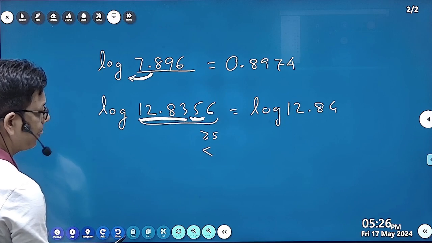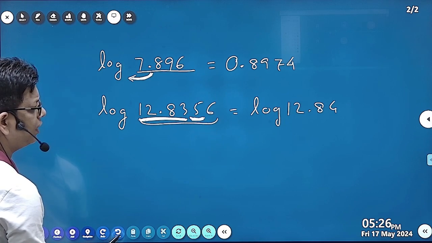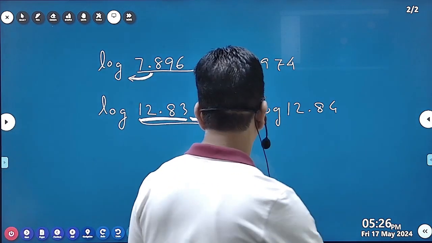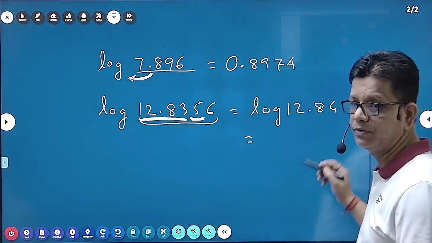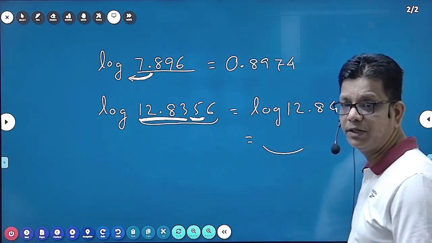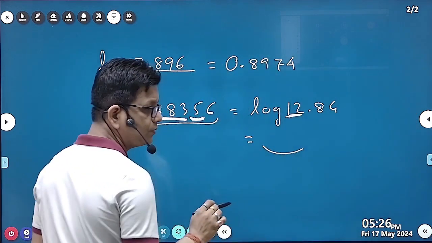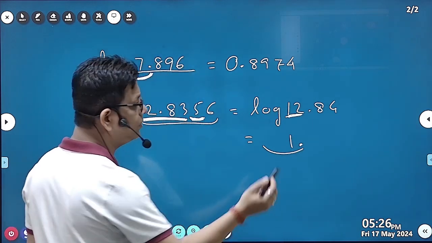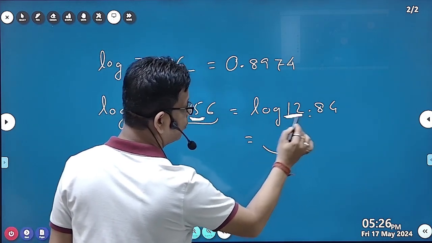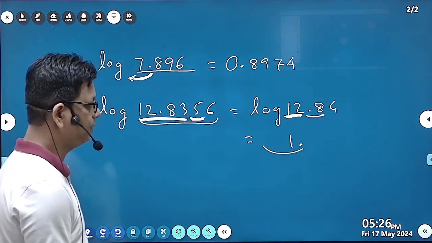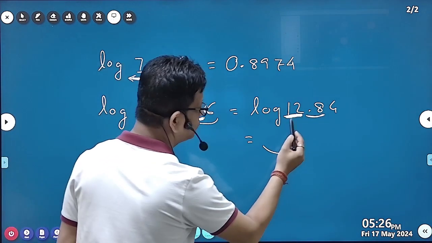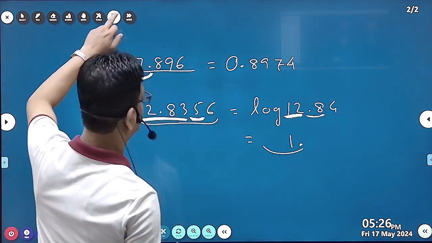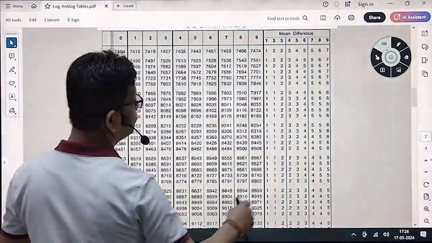Done? Now, all of you try this last number: 12.84. First of all, the characteristic part. How to do it? How many digits are there? So 2 minus 1, how much? 1. So it will be 1 point. Now where you have to see, you go to the 12th column for 12, 8 column. Find the number. I won't show you this time. Sir, 1106. Okay, just a minute, 1106. 12, 8, right?